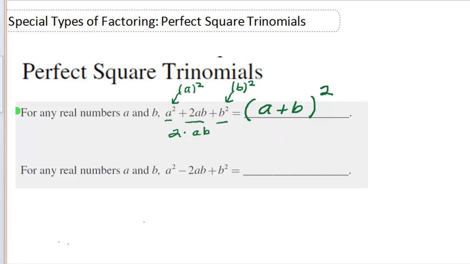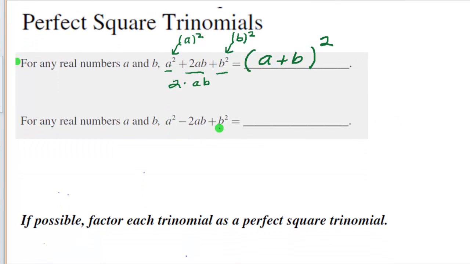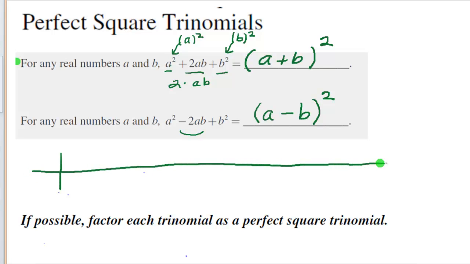Okay, our next case is the same trinomial. It looks very similar to the top, but the only difference is that your middle term is negative. And so this one you would factor as (a minus b) squared. Okay, so we're going to do some examples so you can see what we're talking about. But again, notice that we are going to have to recognize squares.